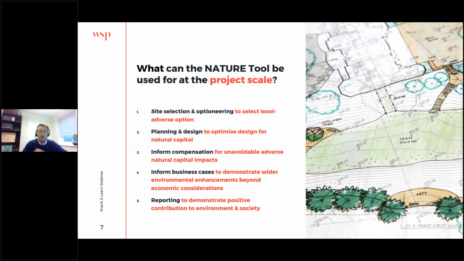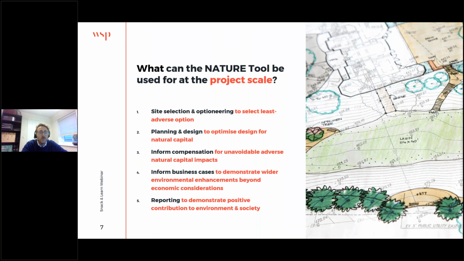So what can the nature tool be used for at the project level? Well, we can use it to inform, for example, site selection and optioneering to select sites with the least adverse impact. We can use it to inform planning and design, to optimize design for natural capital. We can inform compensation for unavoidable adverse natural capital impacts, which can then be offset.